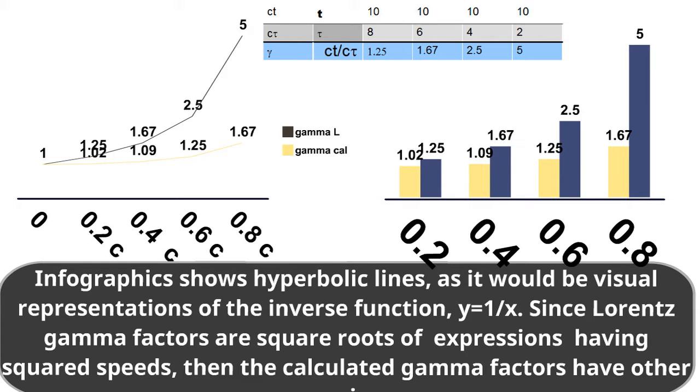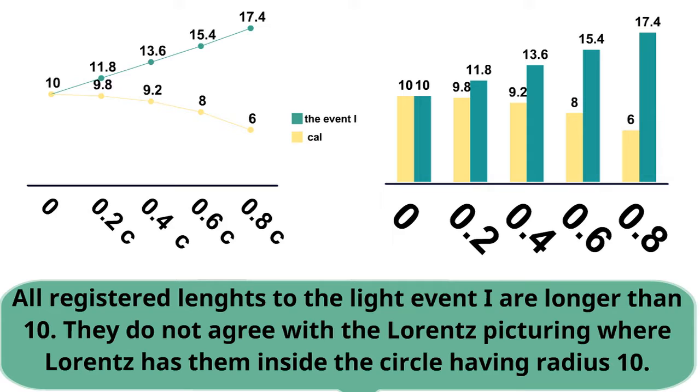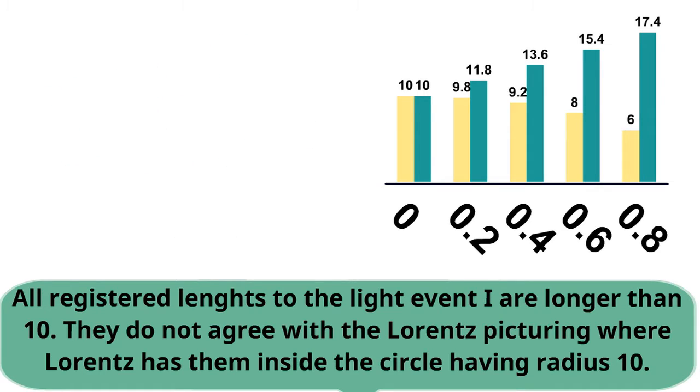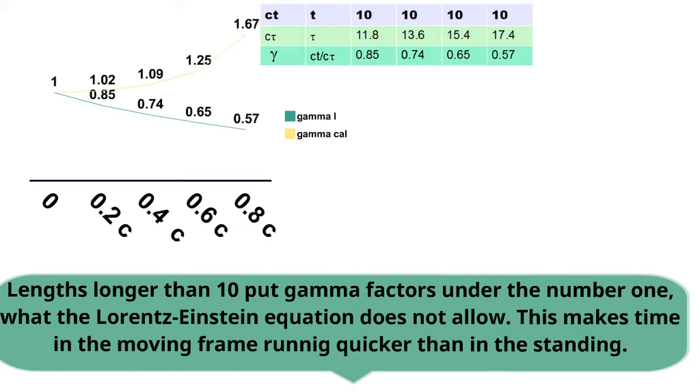Since the Lorentz gamma factors are square roots of expressions having squared speeds, the calculated gamma factors have other curving. All registered lengths to the light event 1 are longer than 10. They do not agree with the Lorentz picturing, where Lorentz has them inside the circle having radius 10. Lengths longer than 10 put gamma factors under the number 1, which the Lorentz-Einstein equation does not allow.